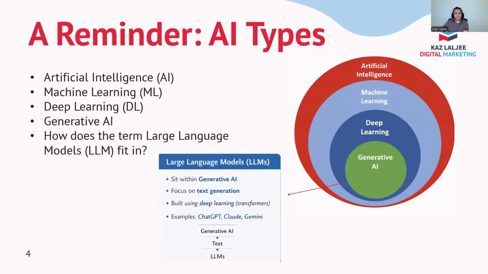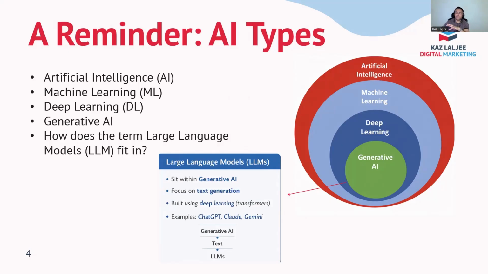Inside that, we then have deep learning. These are more advanced models of machine learning, if you like, inspired by the human brain. So it can interpret things like language, images, patterns, pictures. So it's more that human-like intelligence.